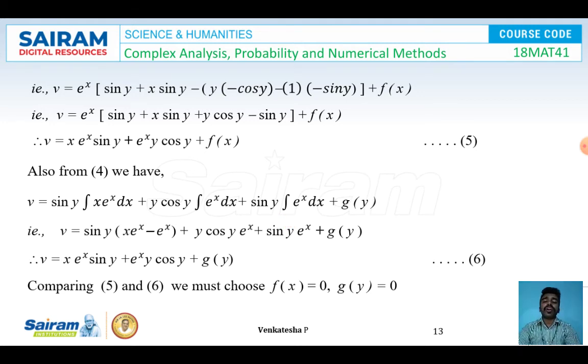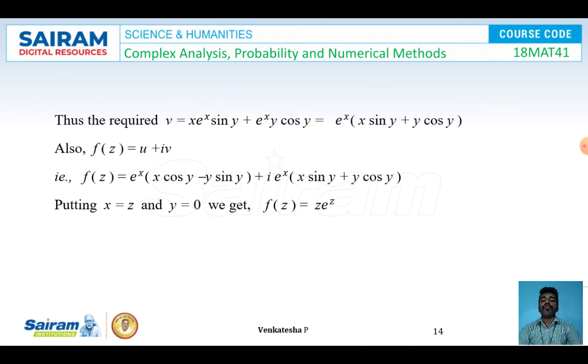Now I need to find the functions f of x and g of y. To find f of x, take the equation, take the value from this equation which is free from y variable. So no term is free from y variable. I'll be putting f of x is equal to 0. Similarly, to choose g of y, take this equation, choose a function which is free from x variable. So here all the functions have x variable, so g of y is also 0. So I'll be replacing this f of x and g of y in the previous two equations. So we'll be getting v is equal to x e power x sin y plus e power x y cos y. So taking e power x common factor, I got x sin y plus y cos y.